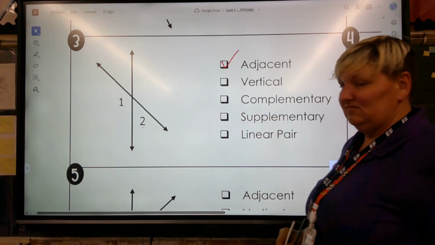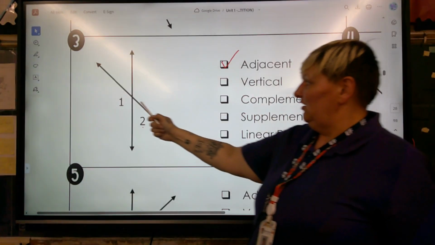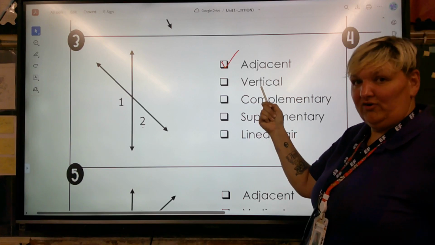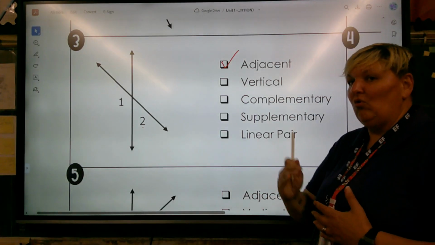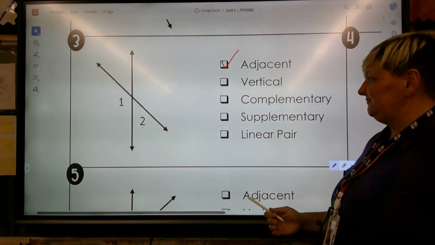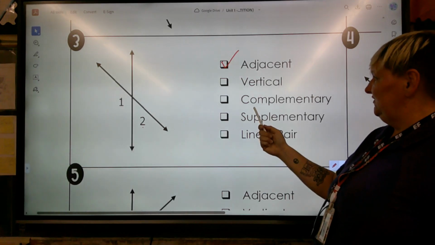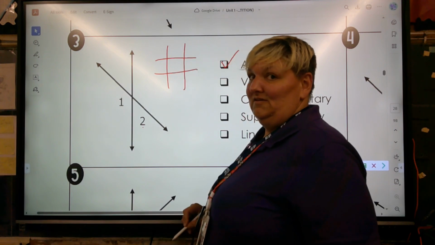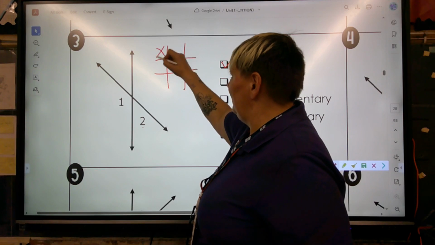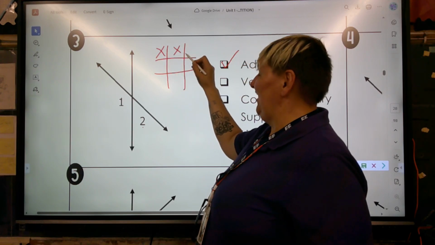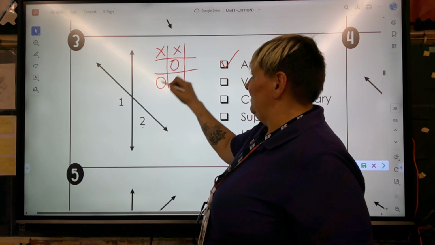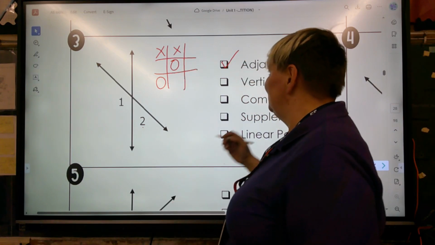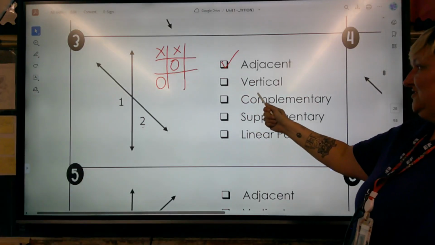Yes. Are they vertical? Are they across from each other? No. You can't be adjacent and vertical. You're either side by side or you're across from each other. You can't be both. Think about tic-tac-toe. Adjacent, side by side. Vertical, across from each other. Get it? So it's not vertical.